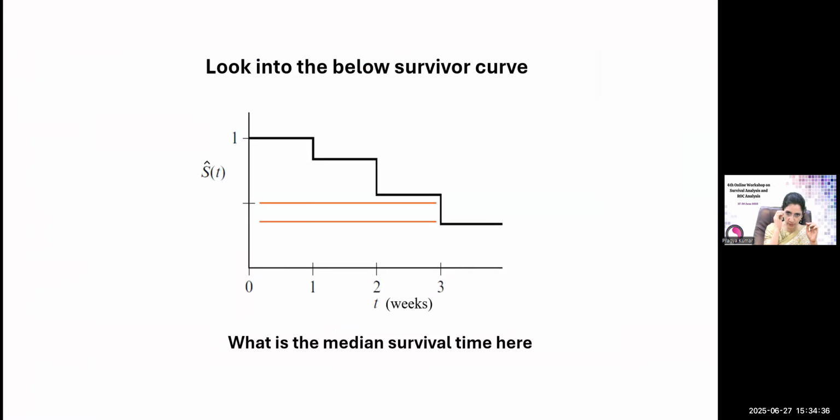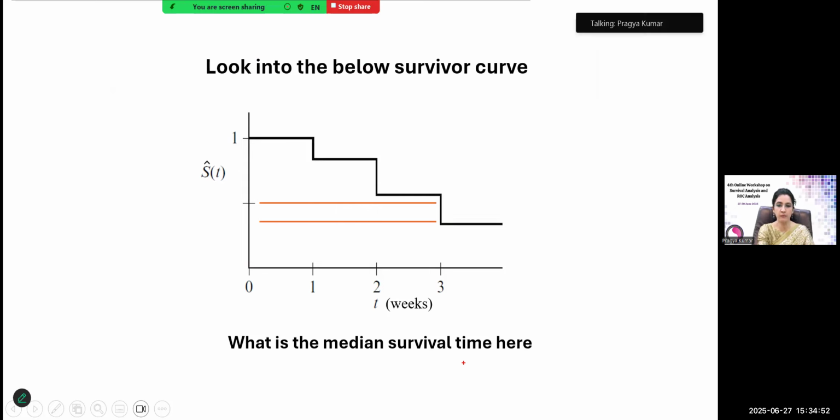Now you look into this survival curve. Although I have not explained the survival curve, I have explained the basics of survival, that it is non-increasing. So what is the median survival time here? Median survival time is the time when the cumulative survival probability becomes 0.5. Then it is the median survival point. That means 50% of the people have met with the event. So what is the median survival time here?